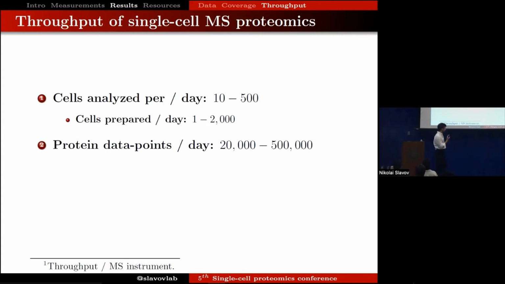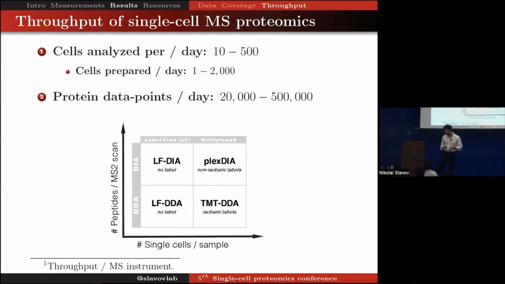Then it's not only the number of cells that one analyzes, because if we wanted the largest number of cells, we could just do flow cytometry and analyze more cells, but at the expense of measuring only 1 or 2 proteins per cell. It's also the number of data points. And at the moment, we can generate about 500,000 data points per instrument per day.